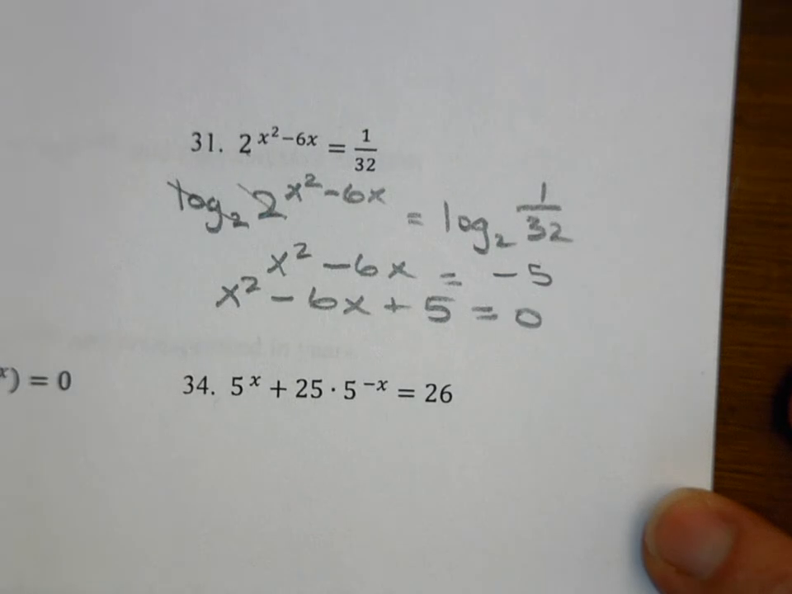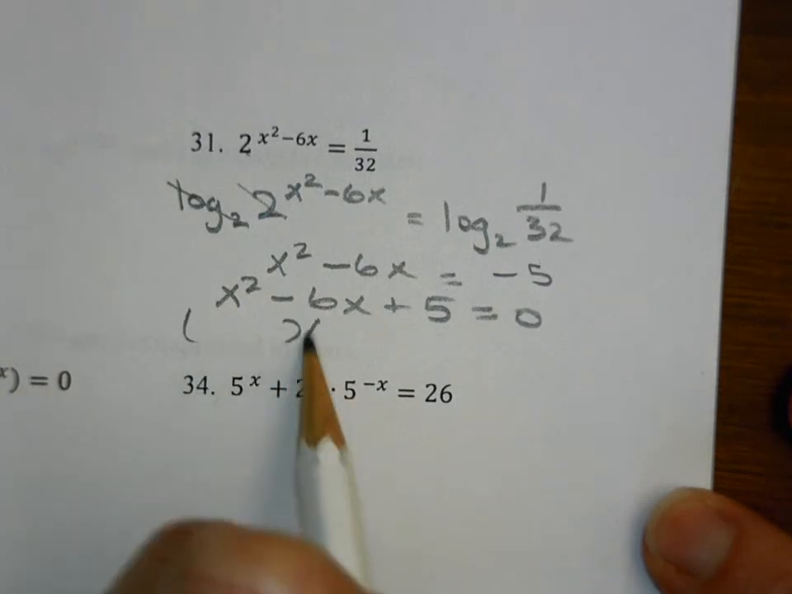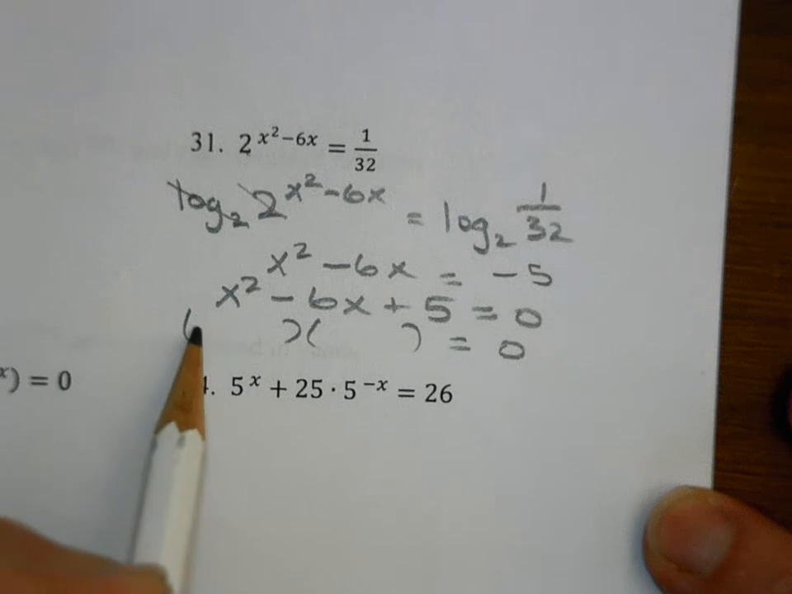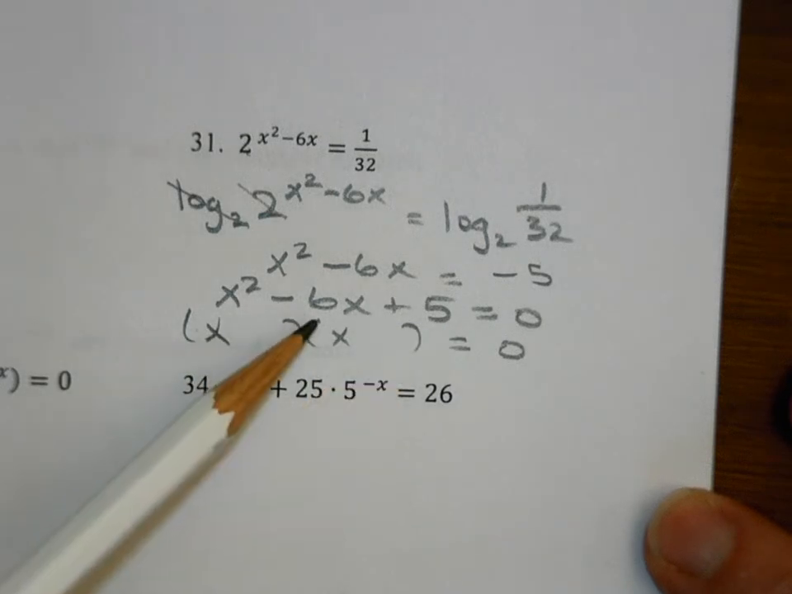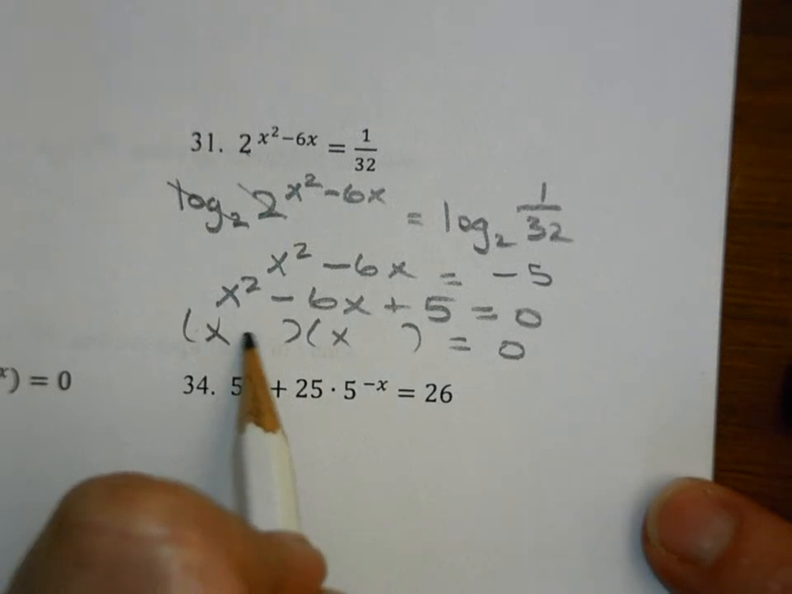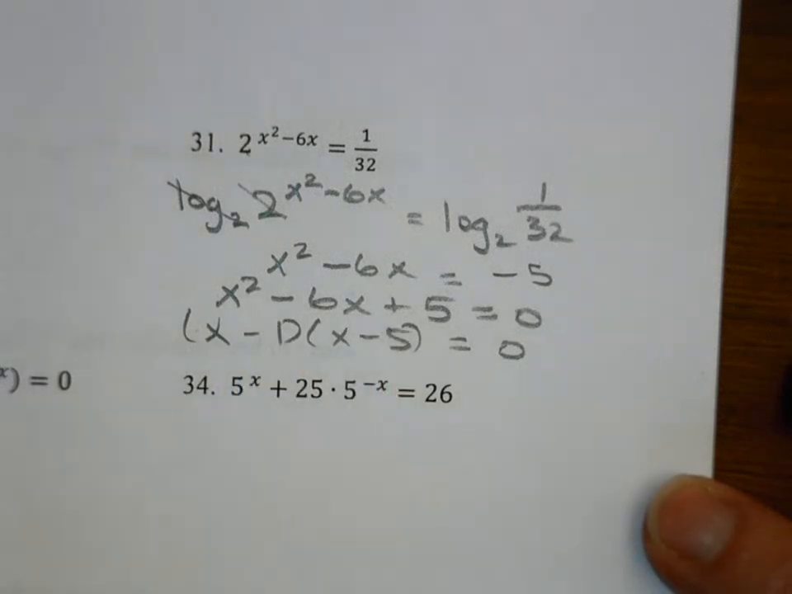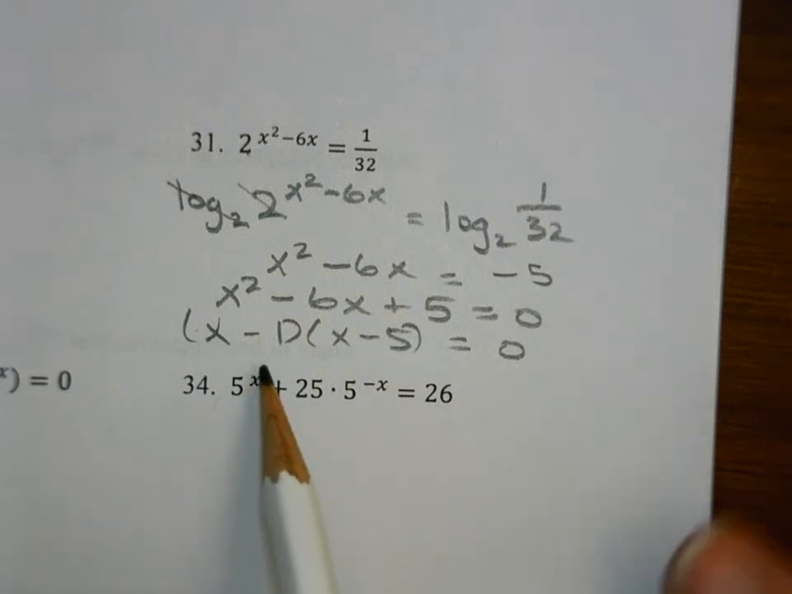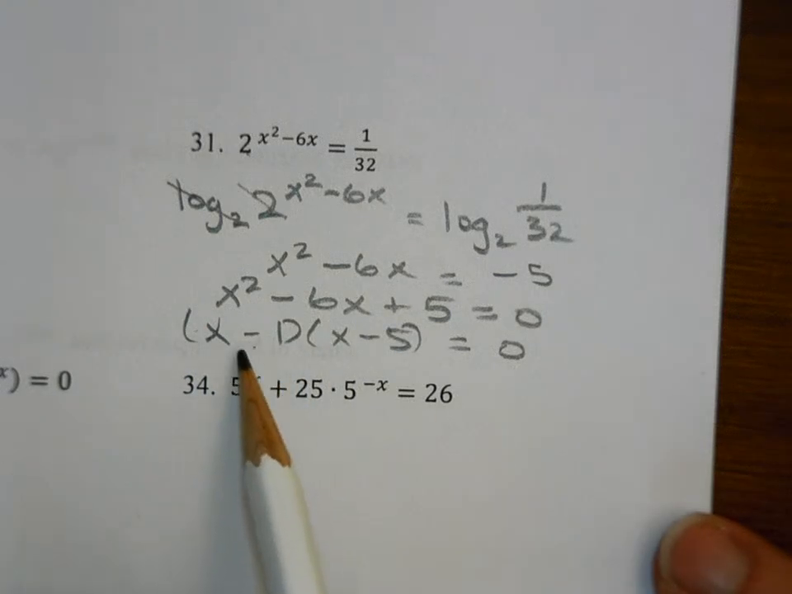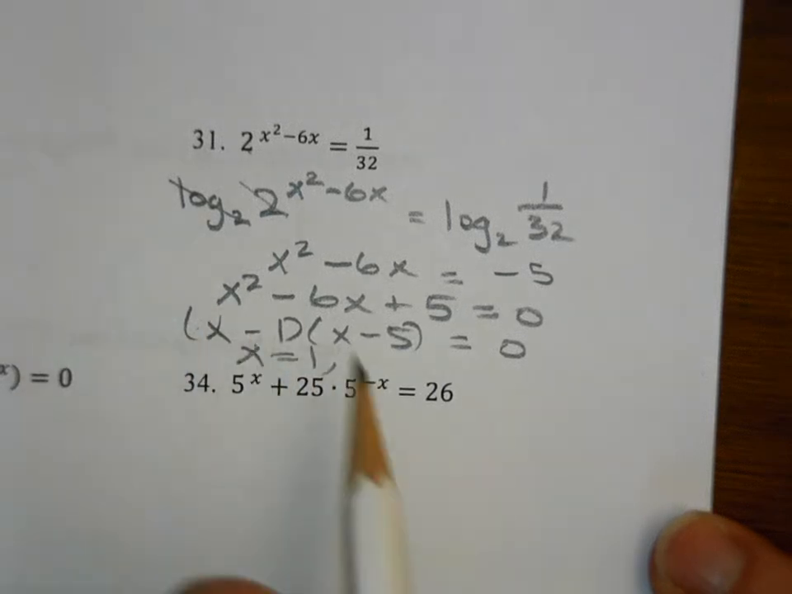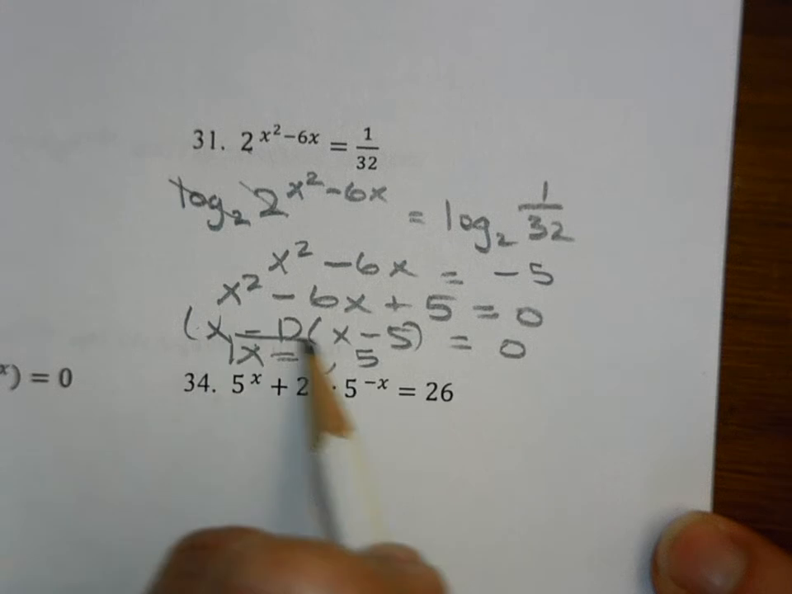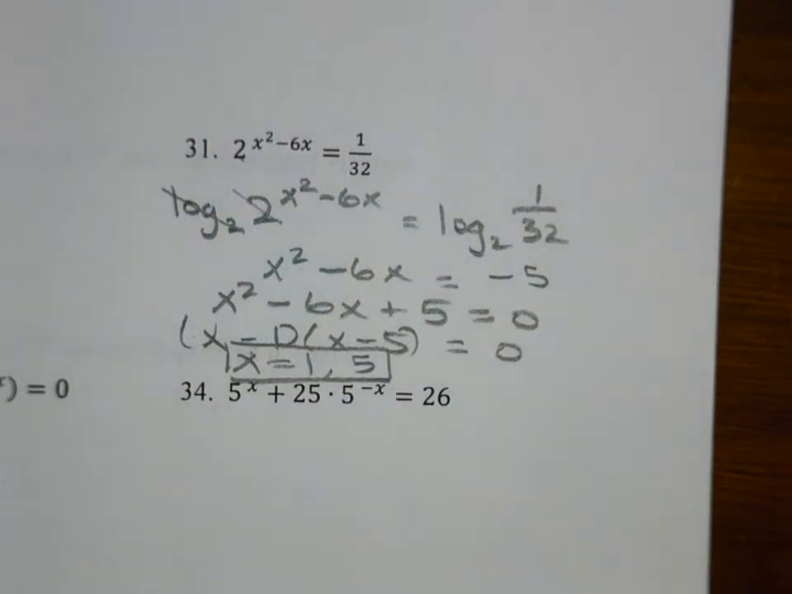And then as soon as I have that, I want to factor it. So I'm going to look at my groups here. So x squared is x times x, and then I'm trying to figure out what would multiply to 5 and add to negative 6. So that would be 1 times 5, and then both would have to be negative. And then set each factor equal to 0, and then solve. So I'm going to shortcut this just because of room. So x minus 1 equal to 0, that would be 1. And then x minus 5 equal to 0 would be 5. So I would have 1 and 5.